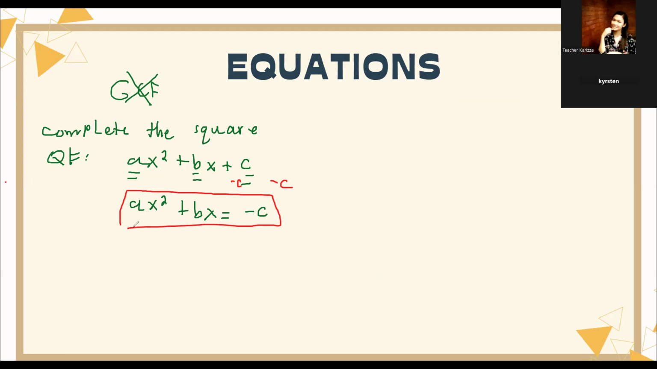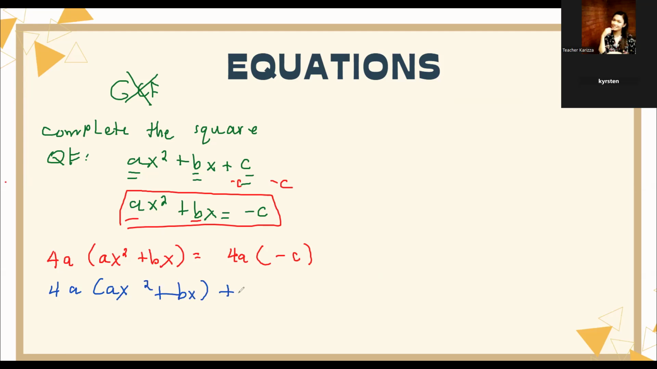Identify the values of A and B. And then what we do is multiply both sides by 4A. So 4A times ax squared plus bx is equal to 4A times negative c. And then our next step, sa kulay pula, is to add b squared to both sides. So we have 4A times ax squared plus bx, and then add the value of b squared to both sides.